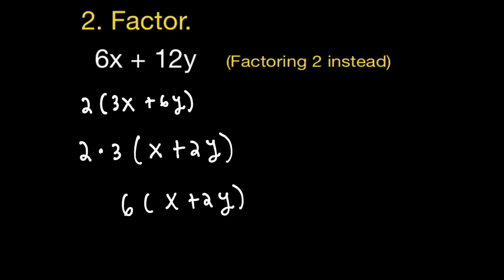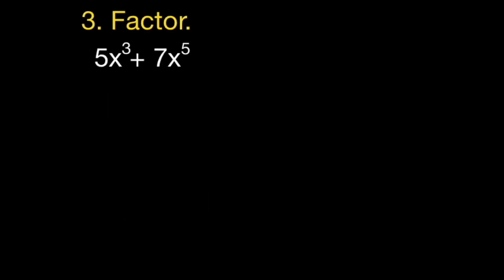Let's consider example 3. 5x cubed plus 7x to the 5th power. 5 and 7 don't share any common integers besides 1, and we typically don't factor out the 1. But they do have a variable in common, the only difference is the powers. Now we take a look at the smallest one, and that determines how many copies of that variable we are allowed to factor. So here I'm going to factor out the x to the 3rd power, leaving me with a 5 plus a 7, and now we subtract 5 minus 3, leaving us with 2 copies of x, or x to the 2nd power.